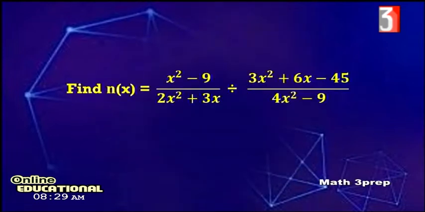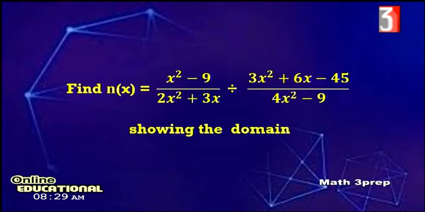Find n of x equals x squared minus 9 over 2x squared plus 3x, divided by 3x squared plus 6x minus 45 over 4x squared minus 9. Here, the operation is division. So first of all, we are going to factorize. Before, I want you to find n of x in simplest form showing the domain.